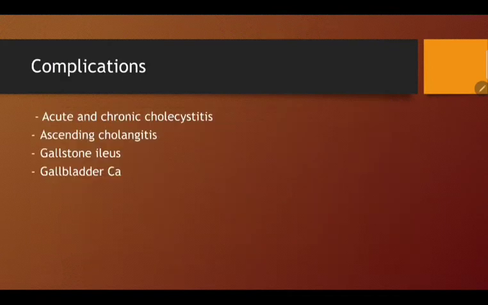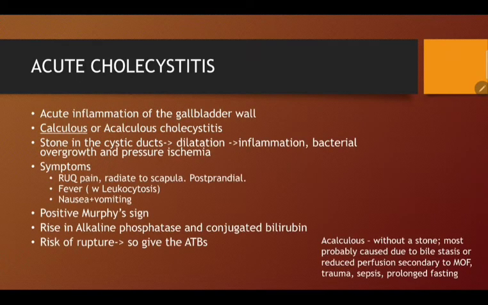So there are certain complications, and we're going to talk about all of them, but these complications are acute and chronic cholecystitis, inflammation of the ducts, ascending cholangitis, infection of the duct, gallstone ileus, which is basically decreased movement, which can lead to obstruction, and gallbladder cancer. So starting with acute cholecystitis.